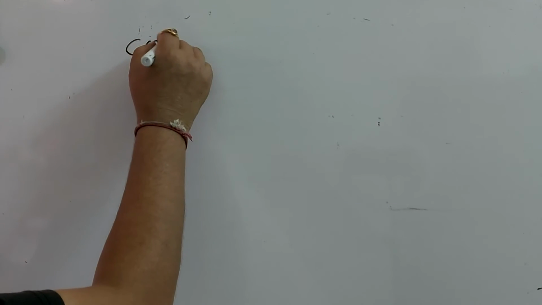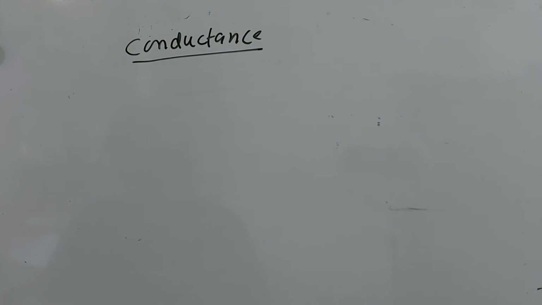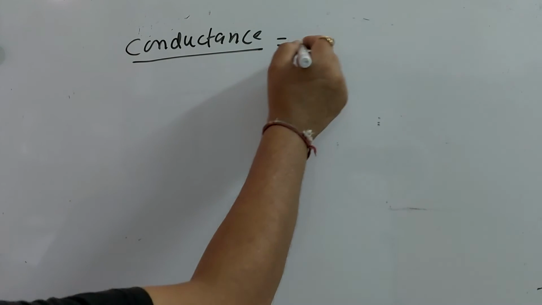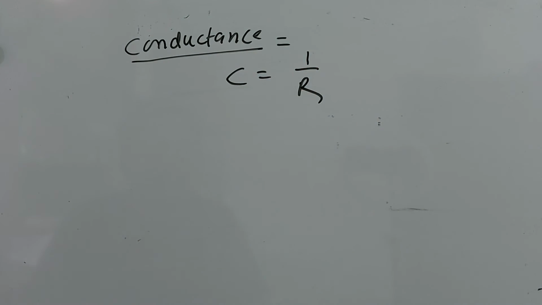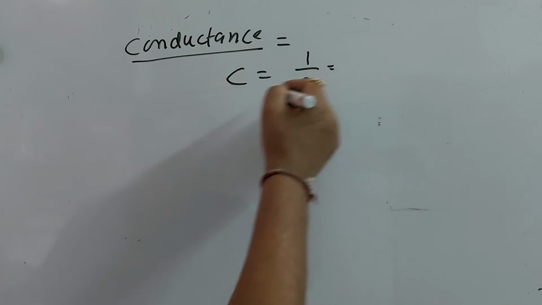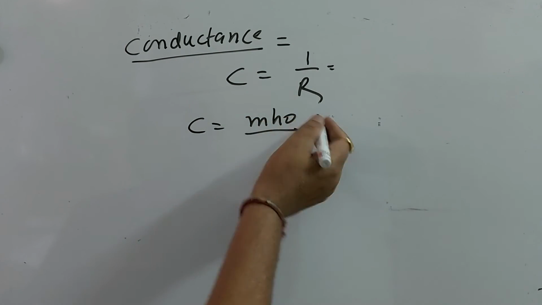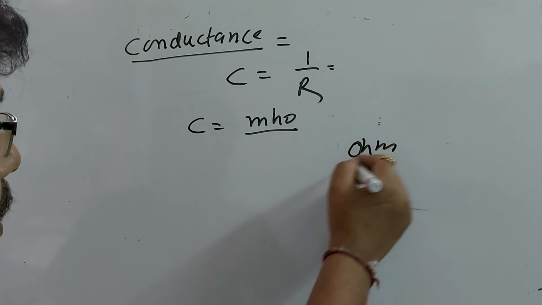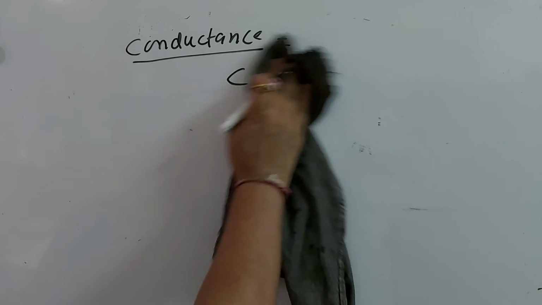Now another term which is used in current electricity is conductance. Conductance is basically the reciprocal of the resistance. This is represented by C, and this is equal to 1 by resistance. So the unit of resistance is ohm, and the unit of conductance is mho, just the reverse of ohm. You write M-H-O. This is the unit of conductance.